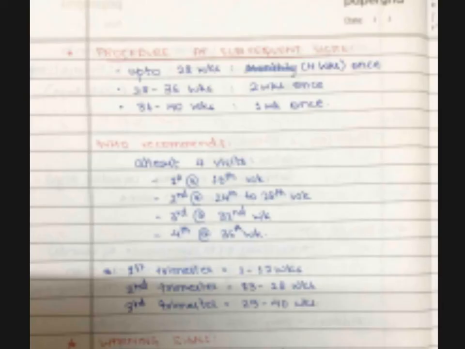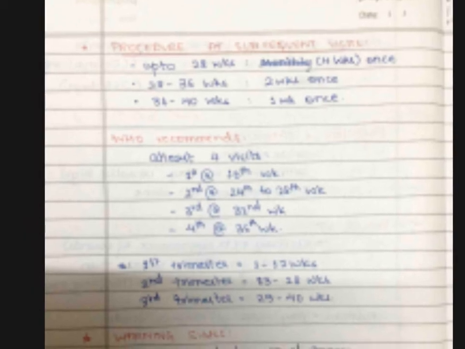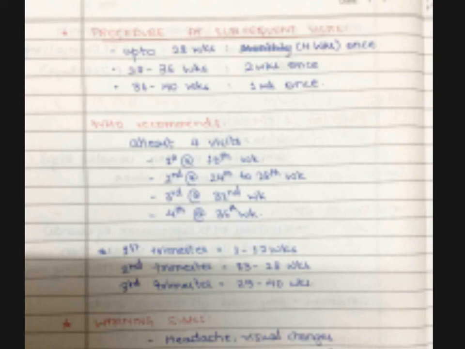Coming to the procedure at subsequent antenatal visits, a person is said to be booked if she has attended regular antenatal checkups up to 28 weeks. She should undergo a minimum of antenatal checkups at least once every 4 weeks. In the period of 28 to 36 weeks, she should visit at least once in a fortnight. In the period of 36 to 40 weeks, she should visit at least once in a week.